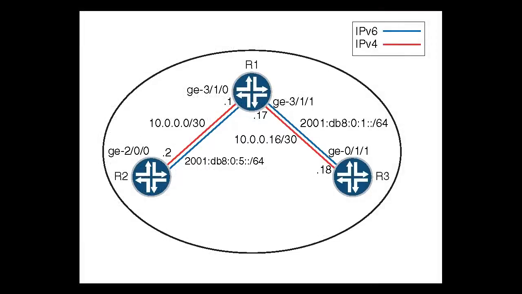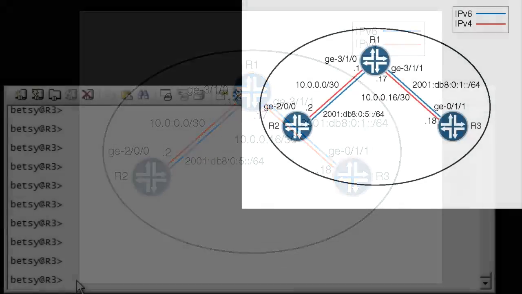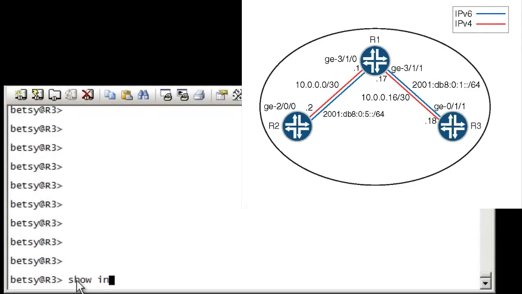Our next step is to ping the remote IPv6 interfaces. If you recall, we used EUI64 to automatically assign the host portion of the IPv6 addresses. This means we will need to do some network discovery to determine what addresses to ping. So let's move over to device R3 and run the show interfaces terse command. The pingable IPv6 addresses are the 2 that begin with 2001.